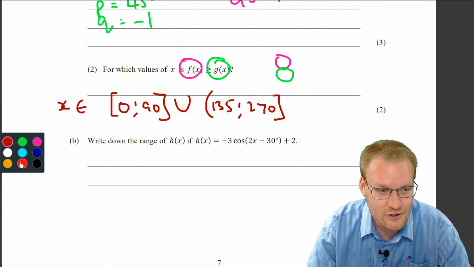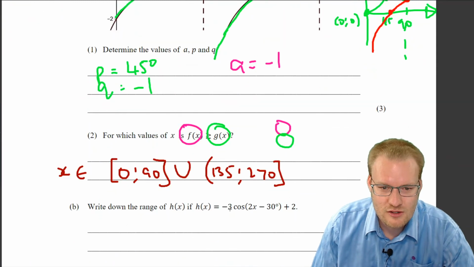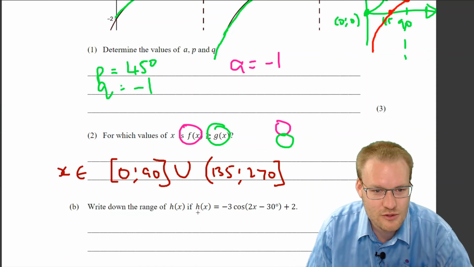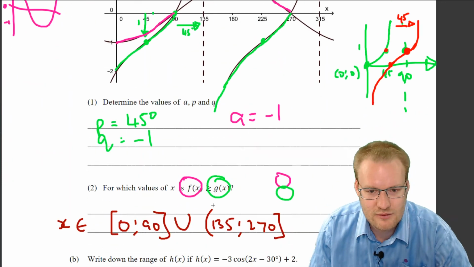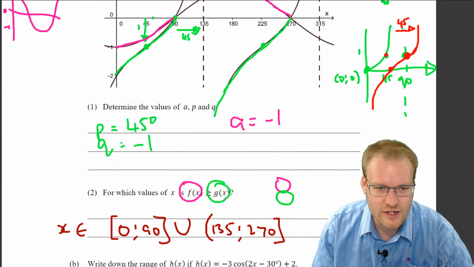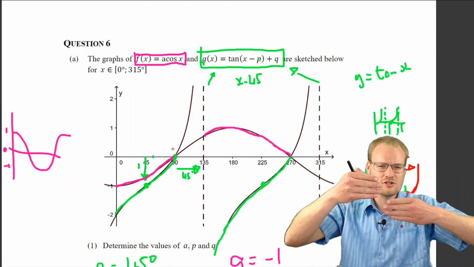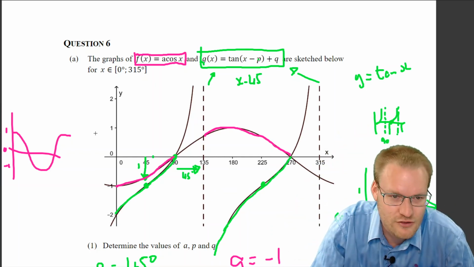Whew, there's a whole lot going on here, right? So we've got this graph, and what are we doing to it? We're multiplying it by -3, we're multiplying the x by 2, we're subtracting 30, and we're adding 2. So we're doing a whole lot of things to this. So we want to know what the range is. Now, the range must surely be in the same given domain, if that matters. So remember, the minus is going to reflect it, but it's not going to affect the range. The 3 is going to multiply it by 3.